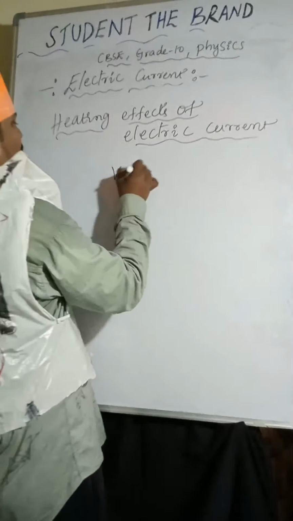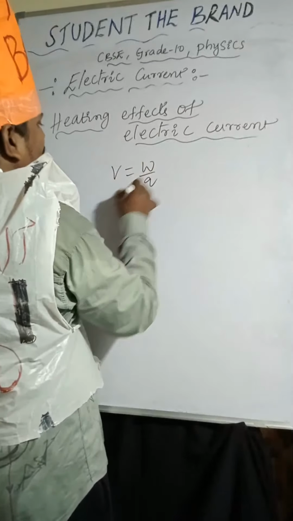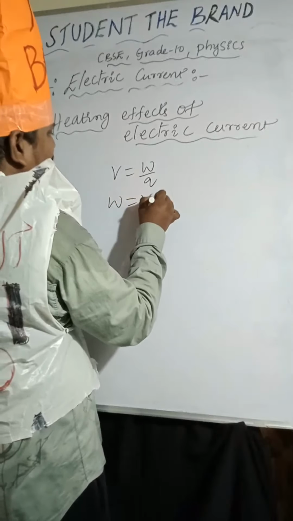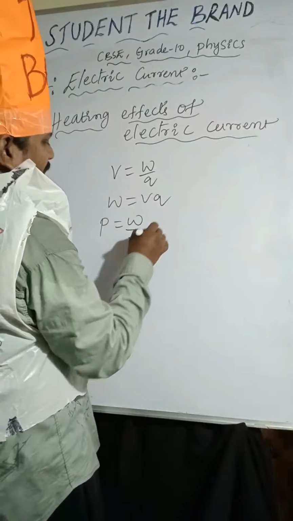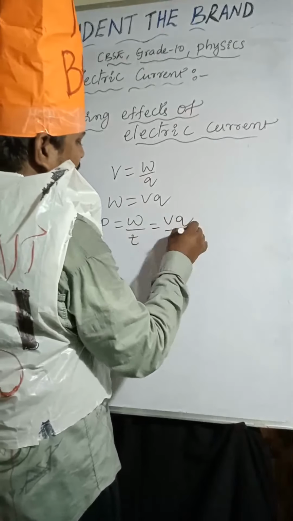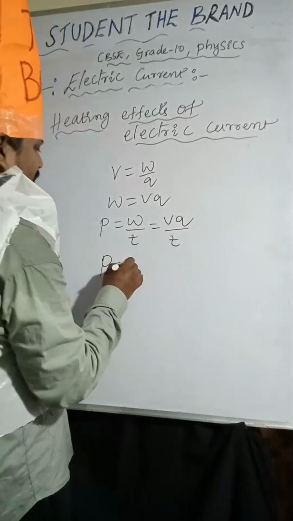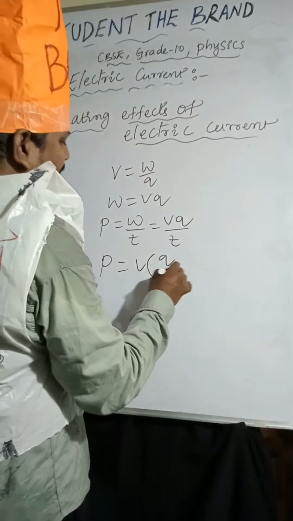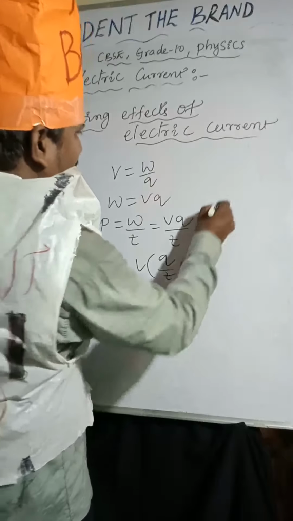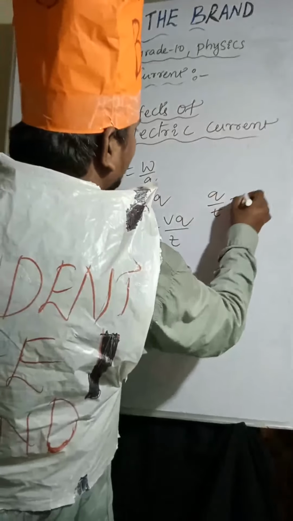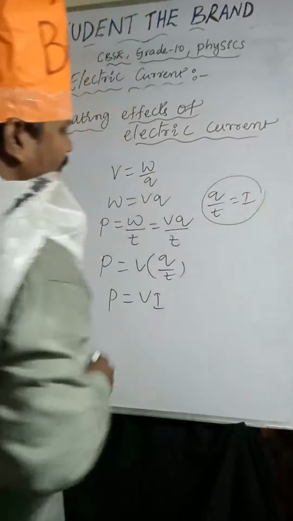V equal to W by Q, so W equal to V into Q. P is nothing but W by T, which is VQ by T. So P equal to V into Q by T, where T is time. Q by T is current, the rate of flow of charge.